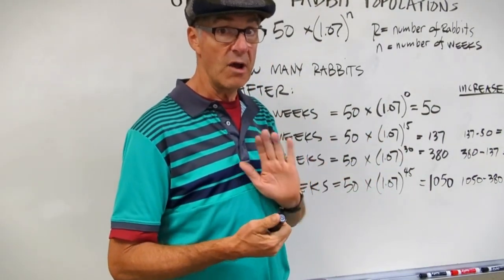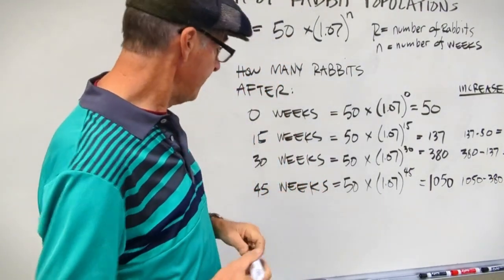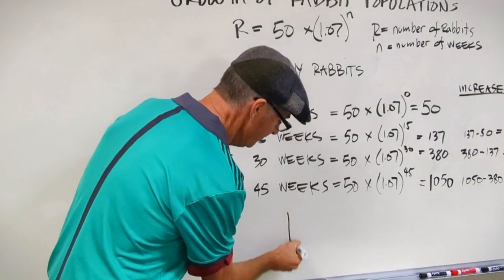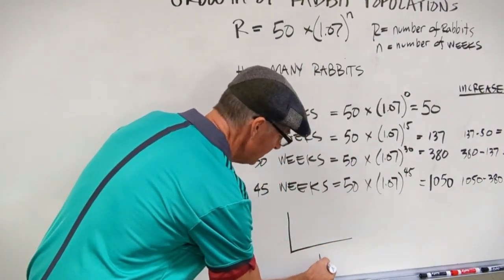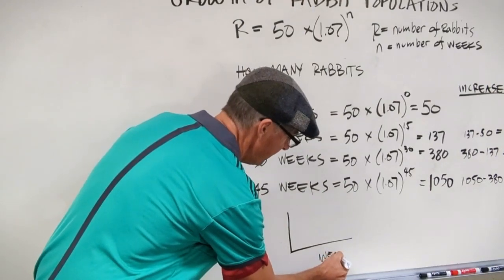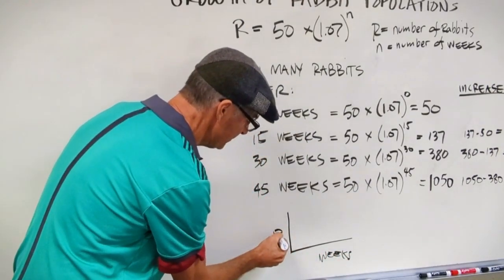So now what I want you to do is pause the video and make a graph. Your graph should be, I'll do a little quick one right here, weeks here, and the number of rabbits there.